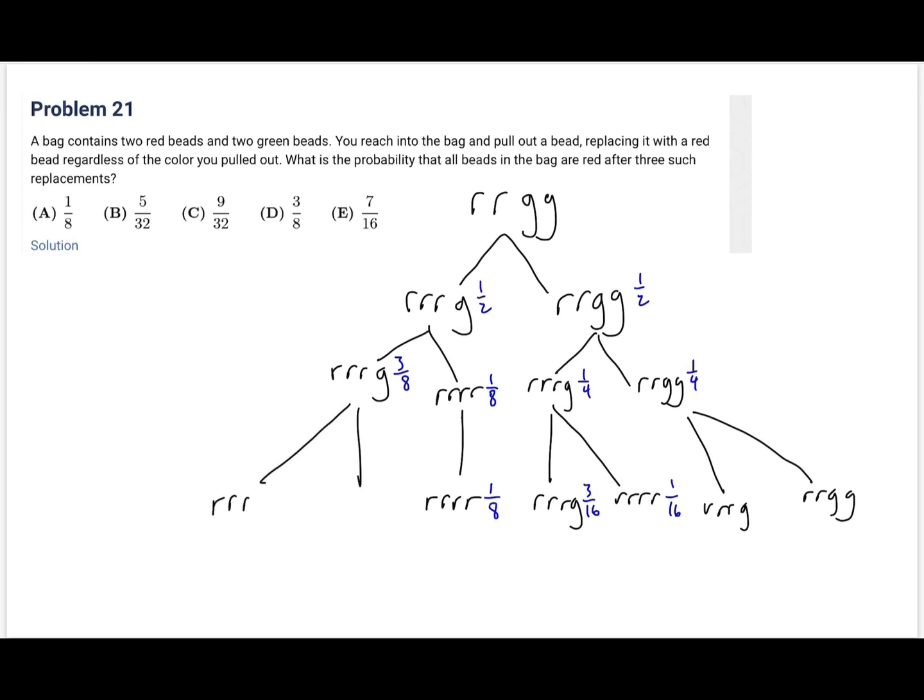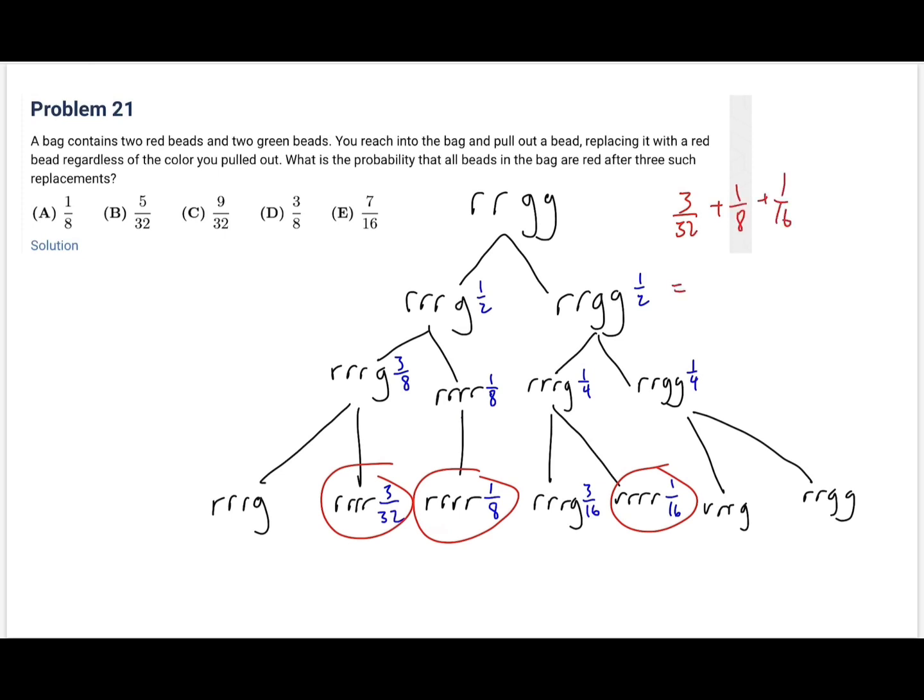This one is also the same. This could be red, red, red, green, or red, red, red, red. This one will occur with a probability of 3 over 32. And so since we're only looking at the red, red, red, reds, we have this, this, and this. So it's 3 over 32 plus 1 over 8 plus 1 over 16 equals 3 over 32 plus 4 over 32 plus 2 over 32. This is 9 over 32. So the answer is C.